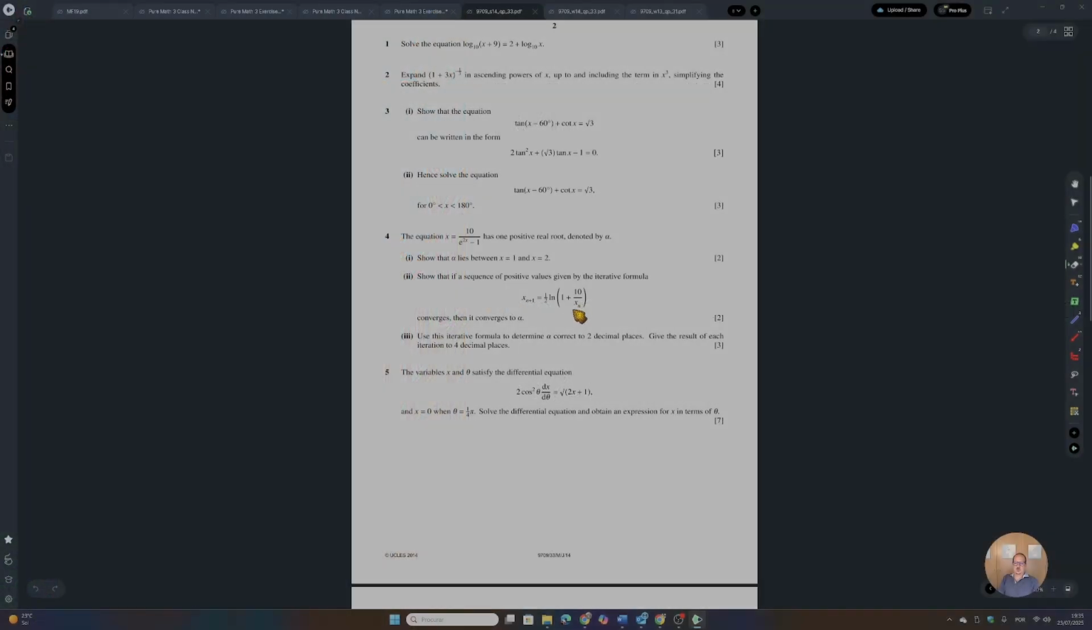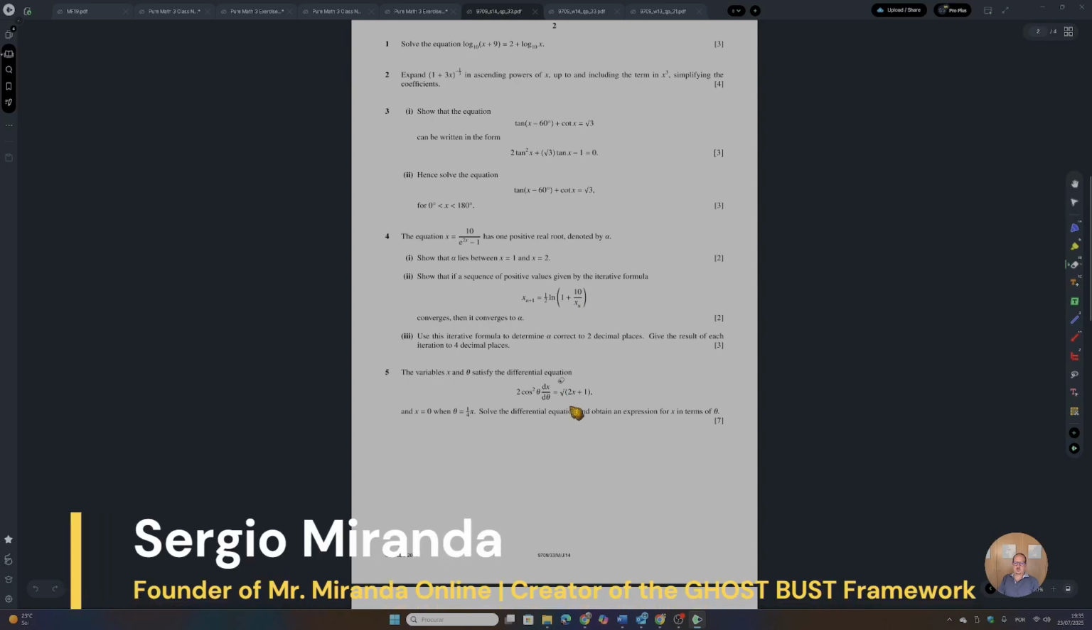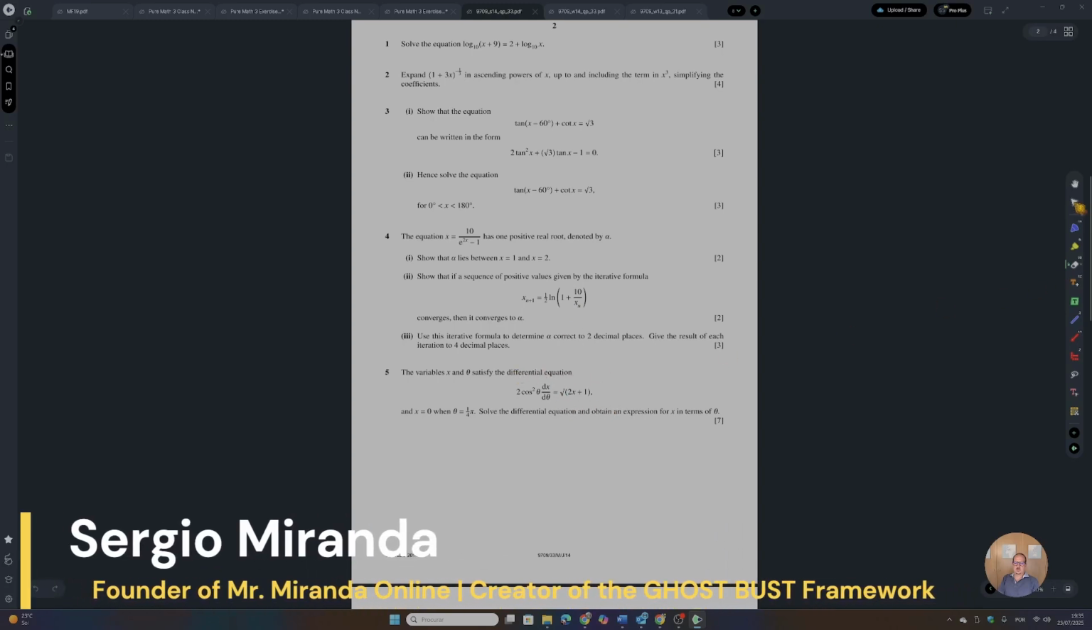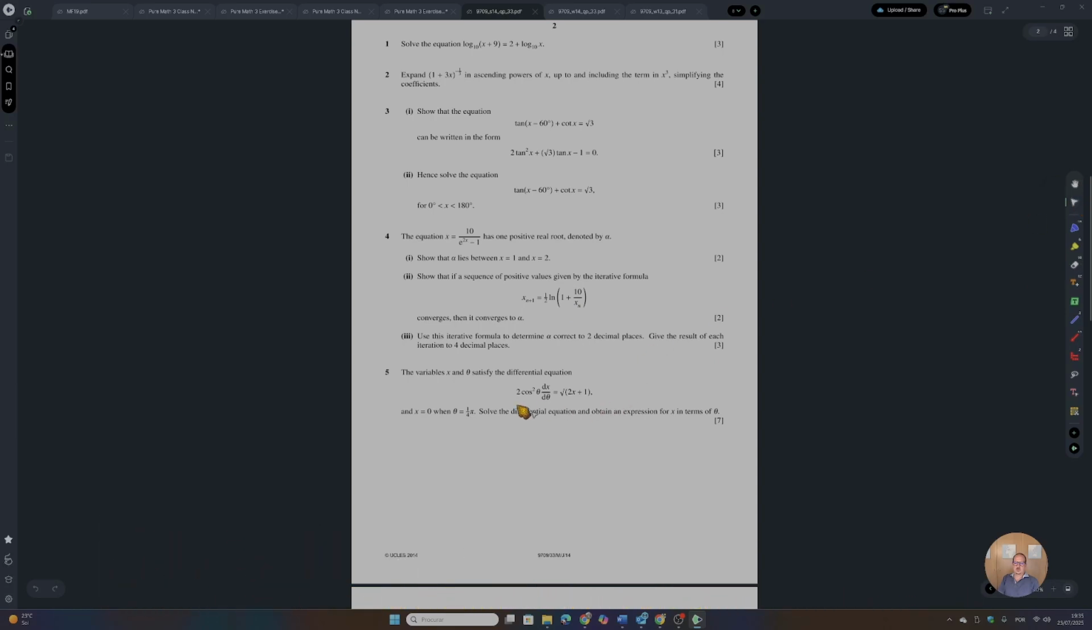Let's look at some exam questions regarding differential equations. The first one is this over here from spring 2014, paper 33. And the question is this question over here, question 5.